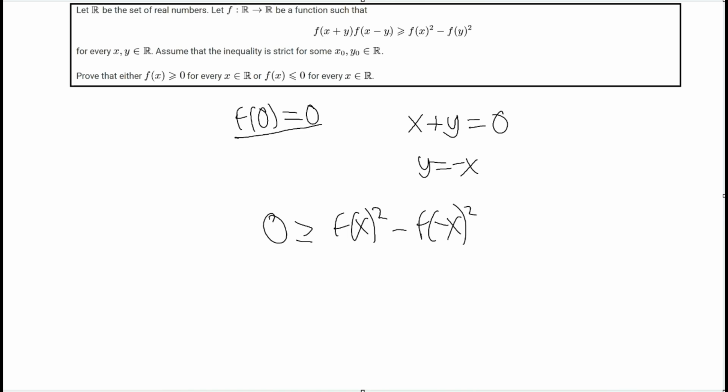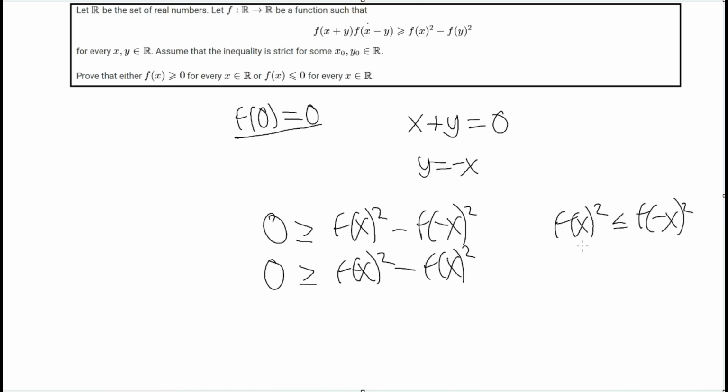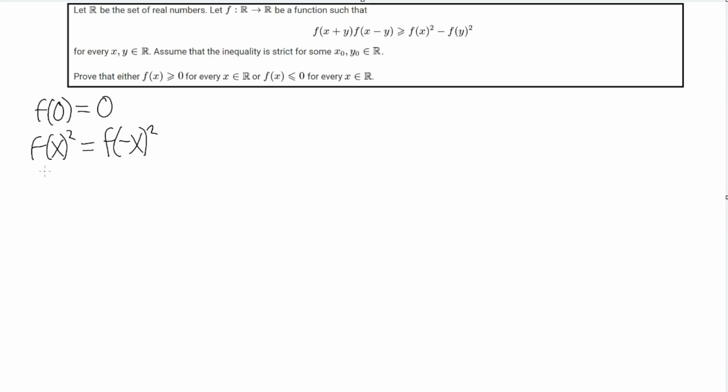Well, this should come across as striking, because why can't we just plug in negative x now? Because then we get 0 is greater than or equal to f of negative x squared minus f of x squared. And that means that f of x squared is less than or equal to f of negative x squared, but also f of x squared is greater than or equal to f of negative x squared. So that means that the two must be equal. In other words, f of x squared is equal to f of negative x squared. Notice how we use the idea of swapping x and negative x to show that this was true here.